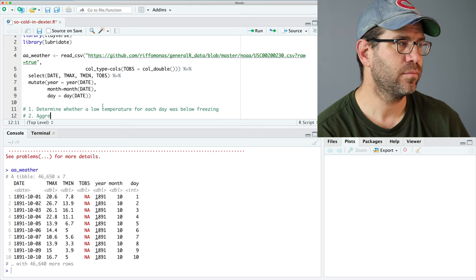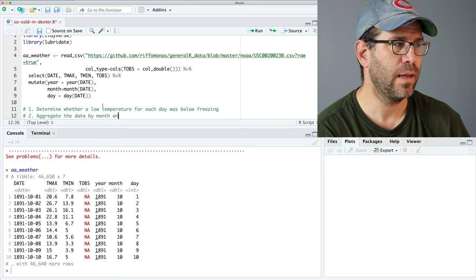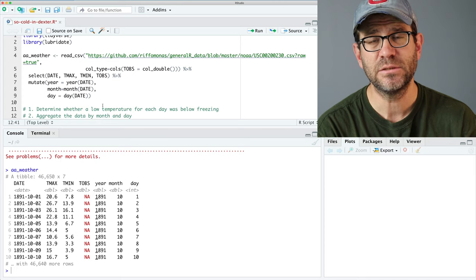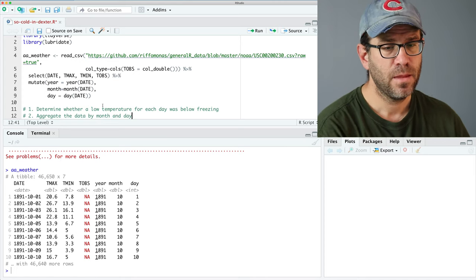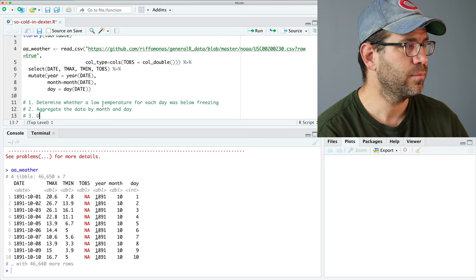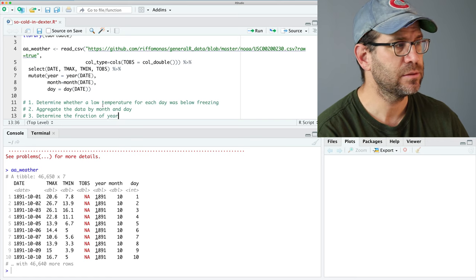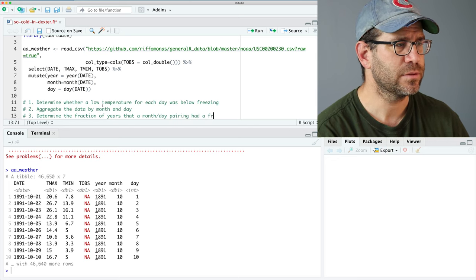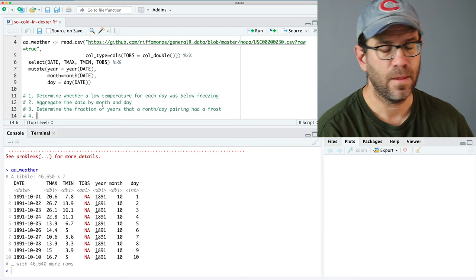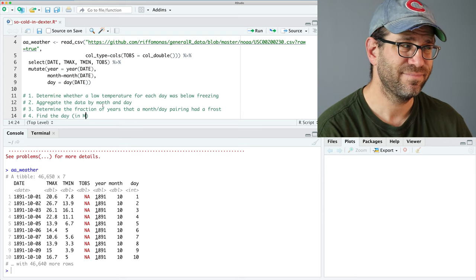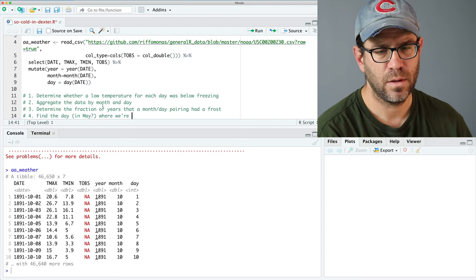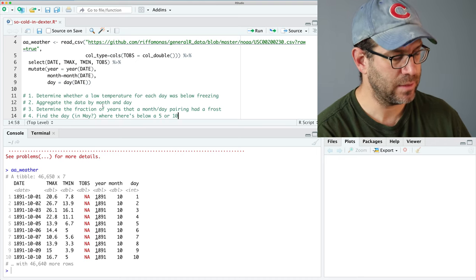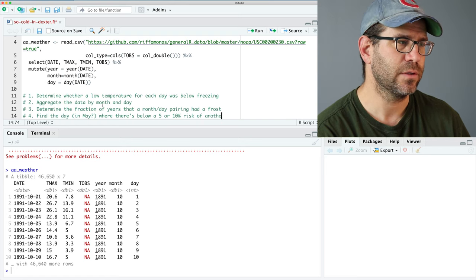And then we want to aggregate the data by month and day, sorry. So for every day of the year, we want to know what fraction of years there was a freezing temperature on that day. So the third question then is to determine the fraction of years that a month-day pairing had a frost. And then finally, we want to find the day, is it in May, where there's below a 5 or 10% risk of another frost.